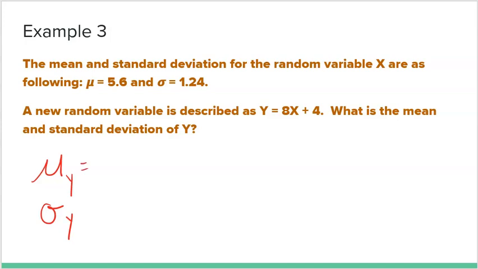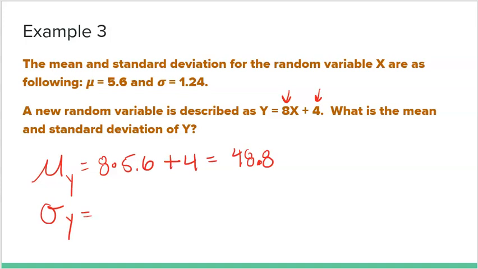Well, again, multiplication and addition both affect the mean. So I'm going to take 8 times my old mean of x, and I'm going to add the 4 to get my new mean. 8 times 5.6 plus 4 is 48.8. Now, this problem has no context to it, so I don't know what the units are, but that's the mean. So again, that's because the mean is affected by both multiplication and the addition of a constant.